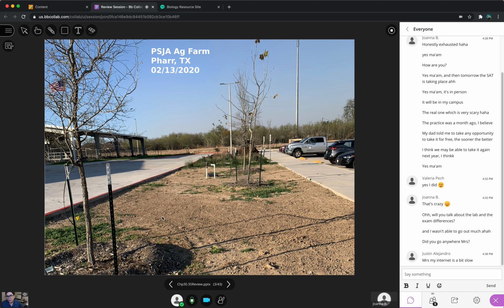And then I have a picture. I took this in February of 2020 at the ag farm. I'm curious, does anybody have an animal at the ag farm? I know if you're in FFA or 4-H, you can have a goat or a sheep. What else do they have? Cows, rabbits, chickens. Anybody have an animal there at the ag farm, or know of somebody that raises animals?